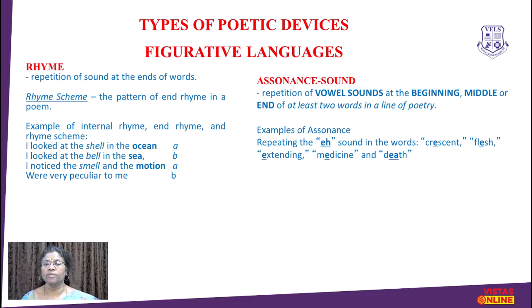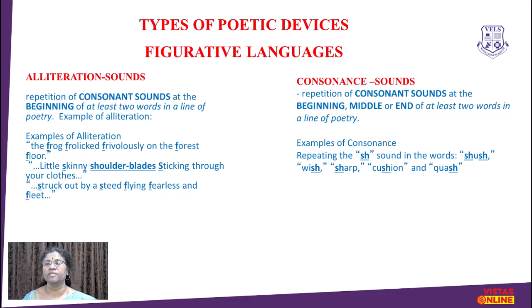Assonance, what is it all about? It's again a repeated vowel sound that can be in the beginning, middle or end. Present, flesh, extending, medicine. So if you read in a sentence, you will have the repeated sound in all the places. So it's actually called assonance.